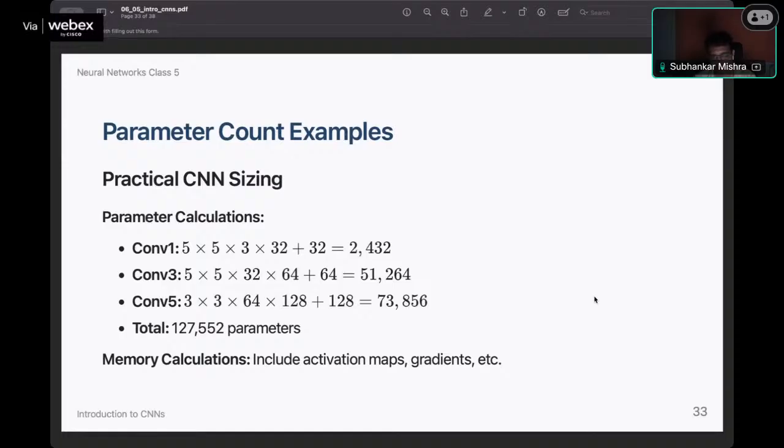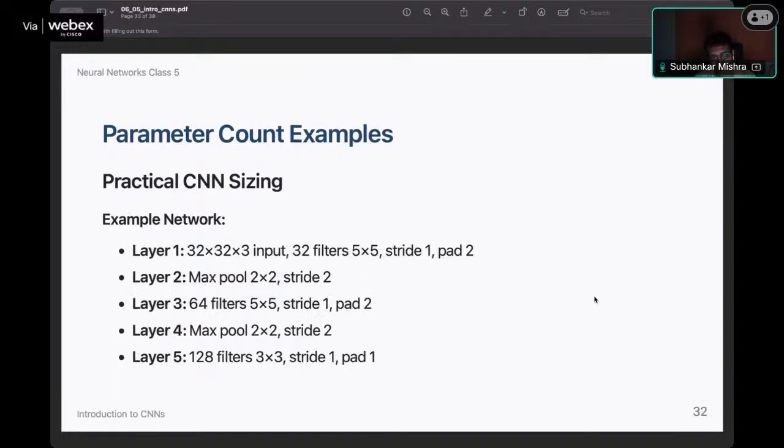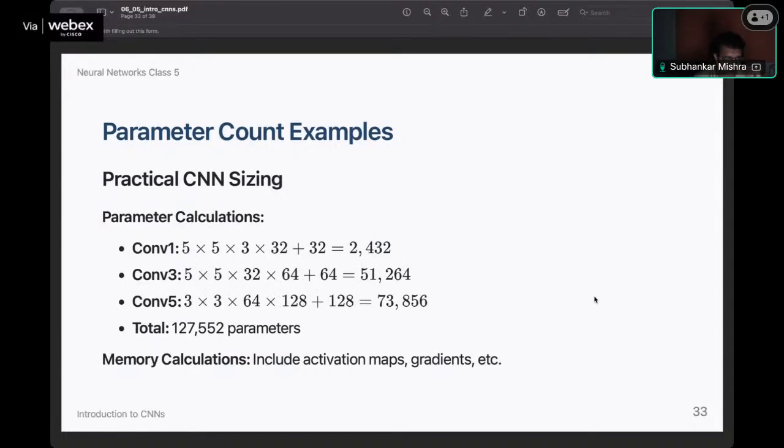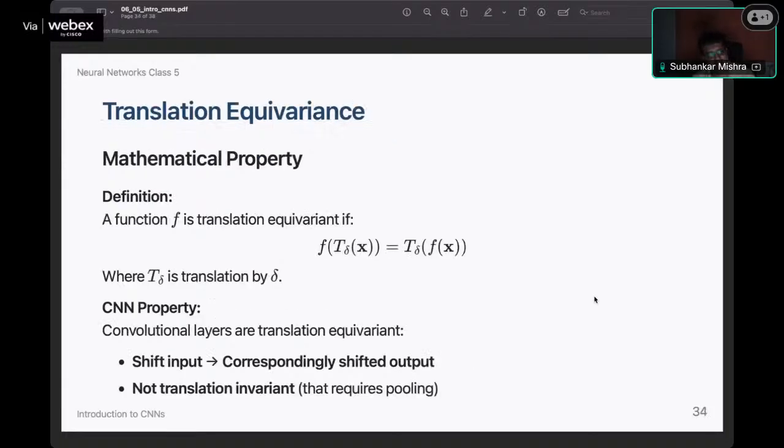If you look at this, this is way more computation that we can do with fewer parameters in a CNN compared to, let's say, a multi-layer perceptron. Specifically because the filters are shared, right? And using max pool and stride and everything, we try to reduce the dimensions further as we go from one layer to another layer. And you can also include activation maps and gradients to count the memory.